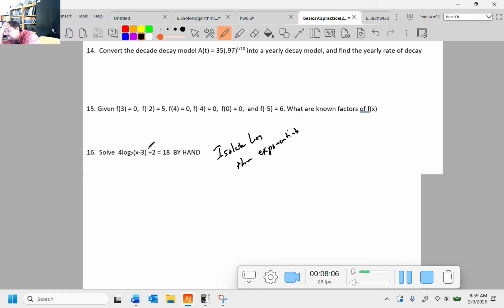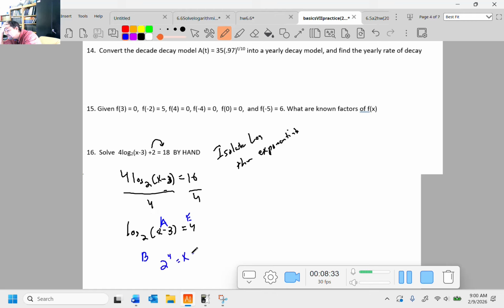All right, so let's do the easy stuff first. We're going to subtract 2. 4 log base 2 of x minus 3 is equal to 16. Now we're going to divide out the 4. A single log base 2 of x minus 3 is equal to 4. And now we're going to go through the process of exponentiating. Base, argument, exponent. 2 gets raised to the 4th power, and that equals x minus 3.